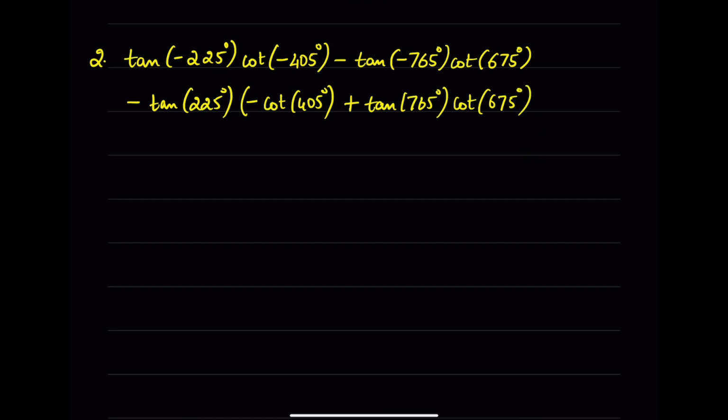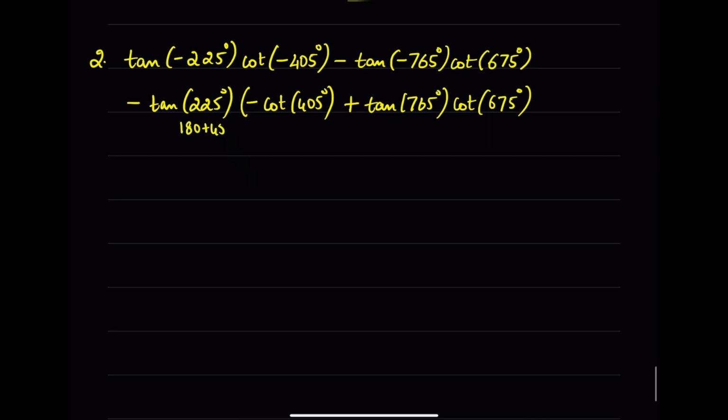Now let us check how we can simplify this further. So 225 is 180 plus 45, and 405 is 360 plus 45. Tan 765 is 720 plus 45, and cot of 675 is 720 minus 45.